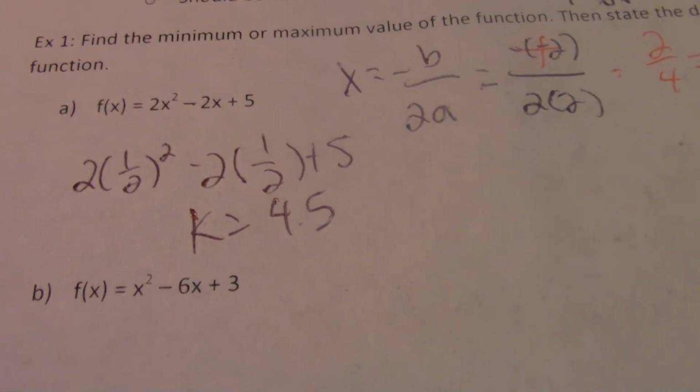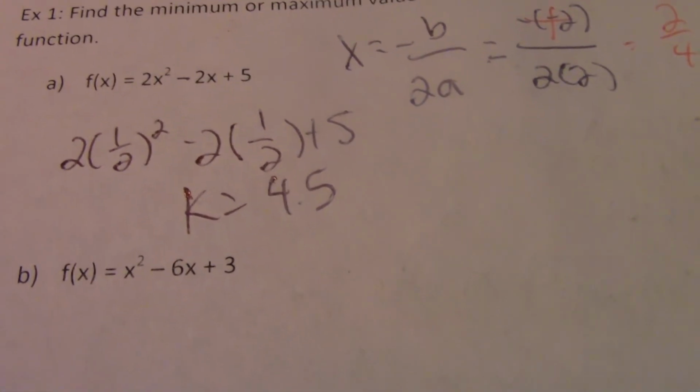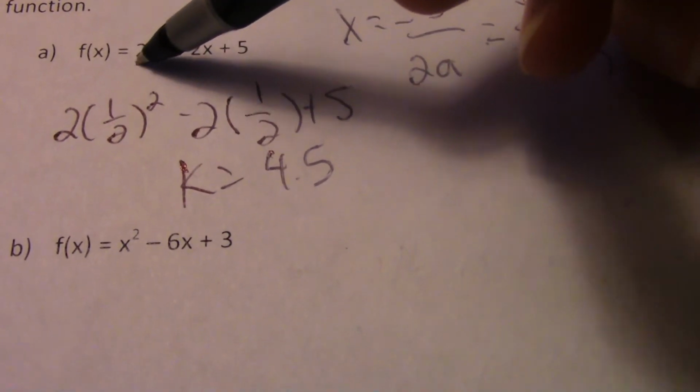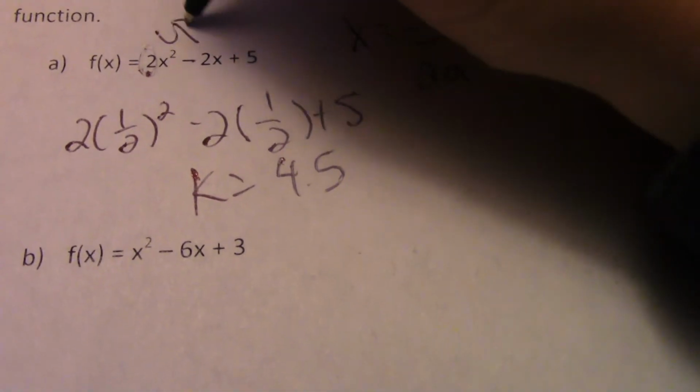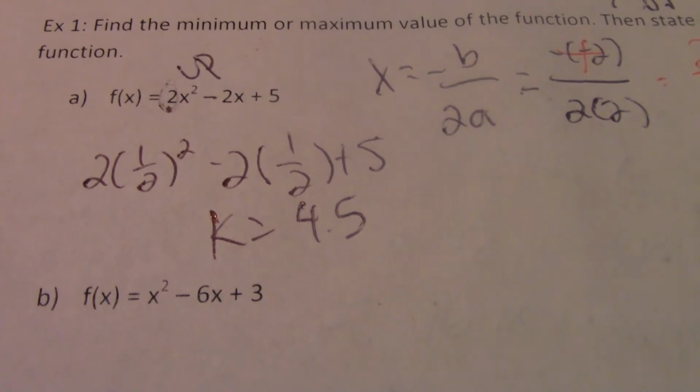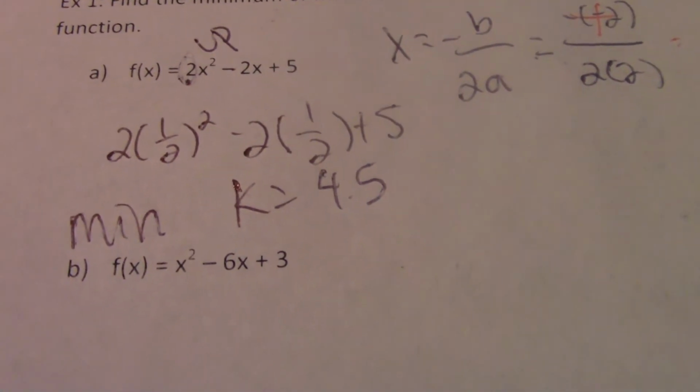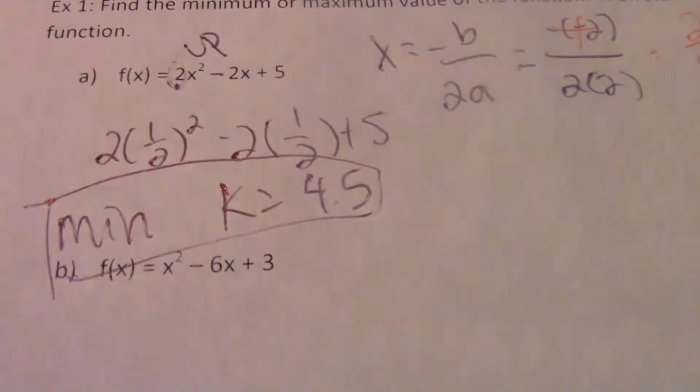Okay, so I need to know, is it a maximum or minimum? Okay, because this is positive, that means it opens up, right? And opens up means it has a minimum. So our minimum is k equals 4.5. And I want to see it look just like that.